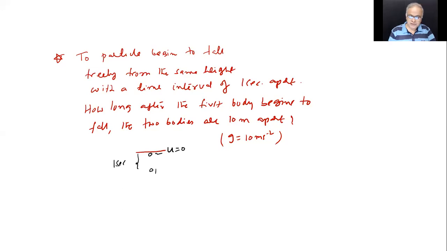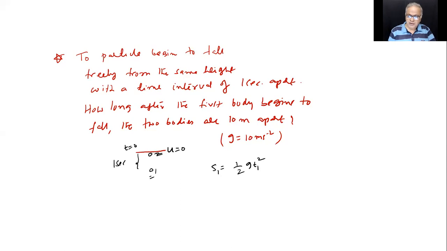Have you understood? We can use the UTS distance form. This is equal to ut plus half at squared. Right. Use it and tell me, what should I do? Sir, should I write for 1 or 2? You tell. We can write S1, the distance by the first object. Yes, sir. Since u is 0, it is half g t1 squared, where t1 is the time of motion of the first body. u is 0 here, right? Yes, sir.